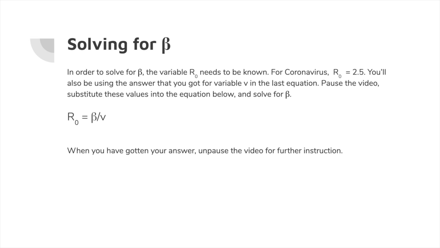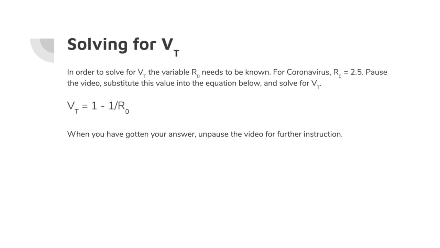Okay, so then our third and last equation that you're going to solve is for V of t. For V of t, the variable R0 needs to be known. And like I said, R0 for coronavirus is 2.5. So pause the video, substitute this value into the equation below, and solve for V of t. When you've gotten your answer, unpause the video for further instruction.